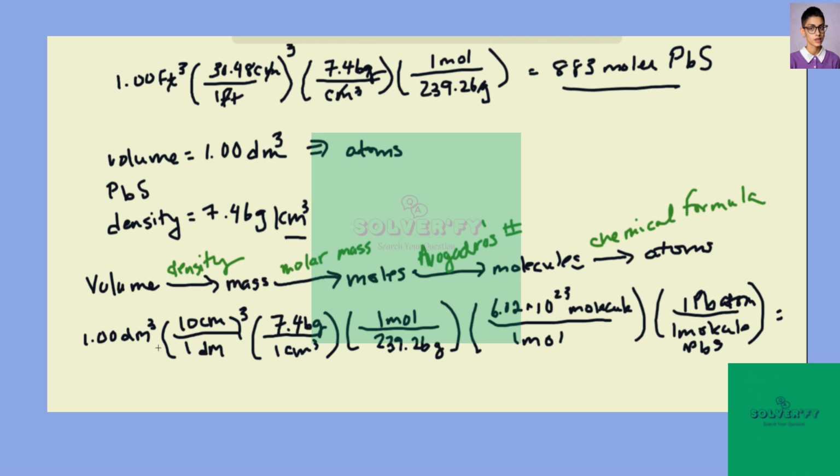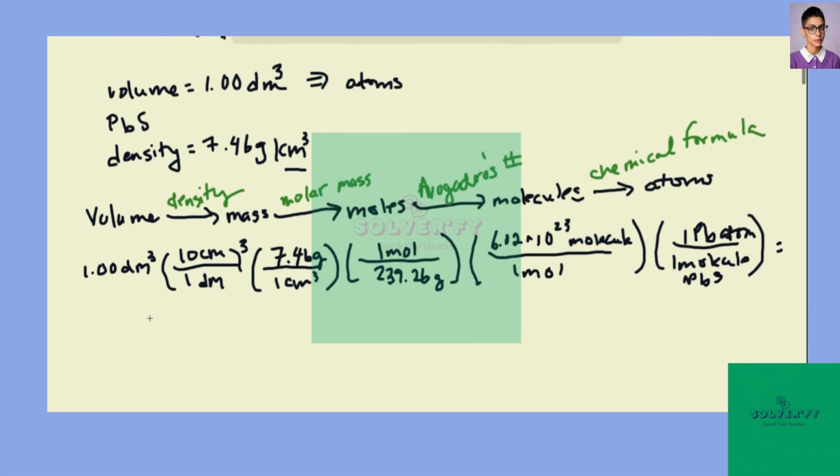So multiplying 1.00 times 10 cubed times 7.46 times 6.02 times 10 to the 23rd and dividing it by the molar mass gives us 1.88 times 10 to the 25th atoms of lead.